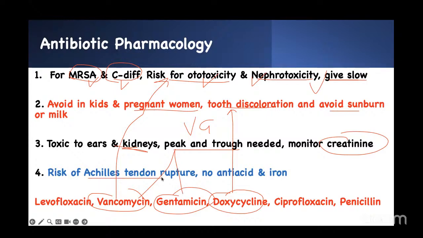Well, your Achilles tendon is going to rupture. You should avoid antacid and iron. By elimination, penicillin does not do that. But look at these two medications, Ciprofloxacin and Levofloxacin. You see, they have the same last name, floxacin. These are fluoroquinolones. They do the same thing. You should avoid them because they cause Achilles tendon rupture, especially in kids. So Levofloxacin and Ciprofloxacin, both of them refer to number 4.